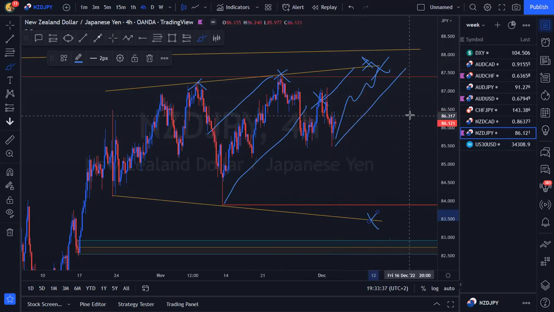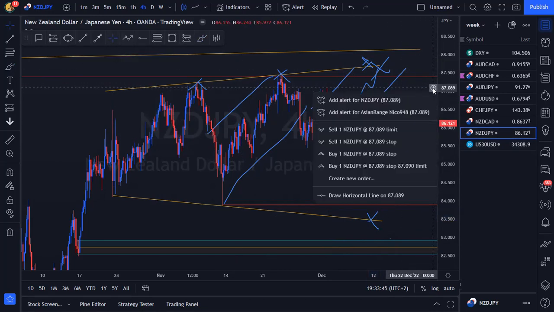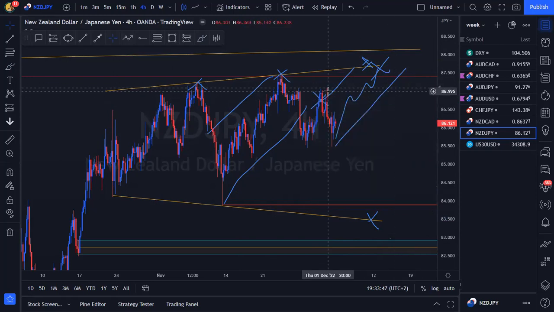Cool. So that's the update on AJ. I think AJ is going to need some patience from us. Let's just set an alert above here. We'll start to look for any sell bias setups if AJ does come and break this resistance up there.